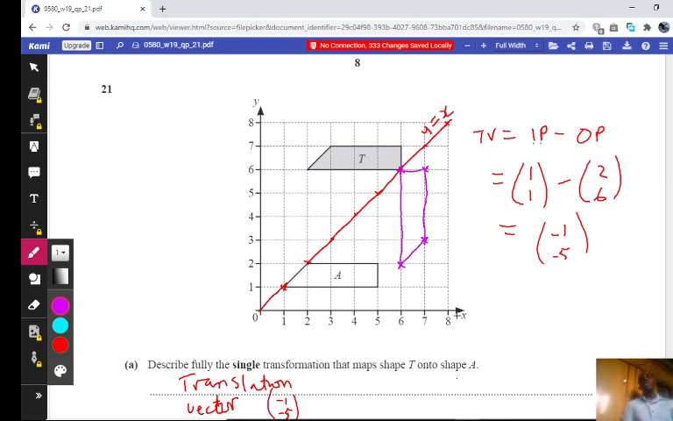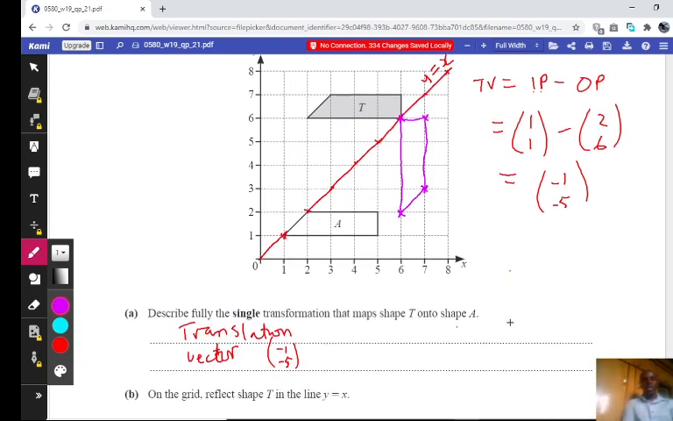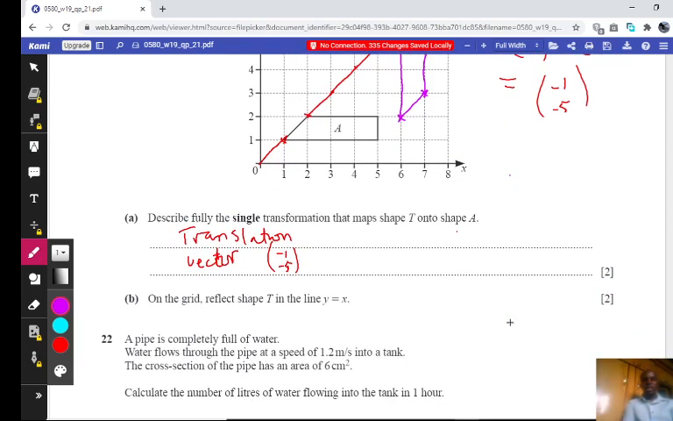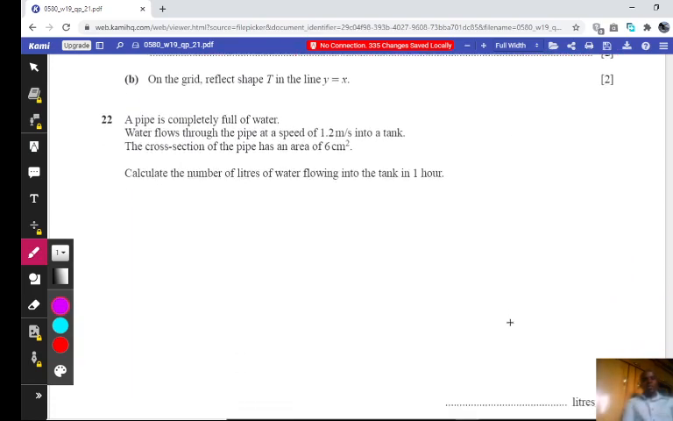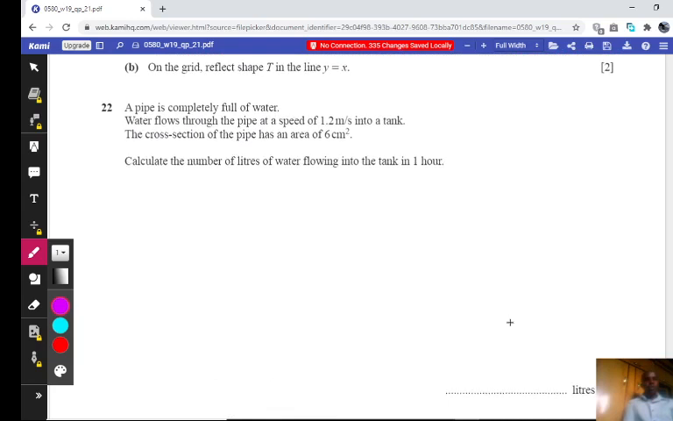Right, so this will be your new image. That is a reflection of shape T on the line y = x. Alright, so please take note of that. Right, next, question number 22.